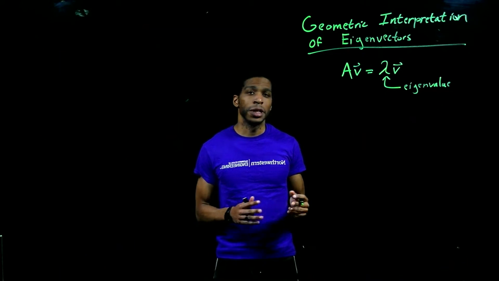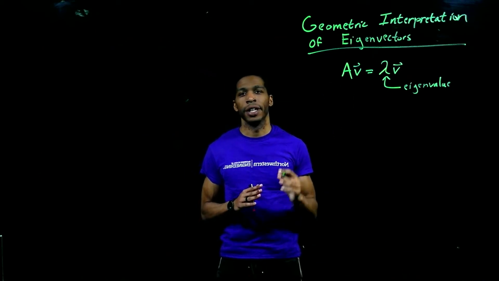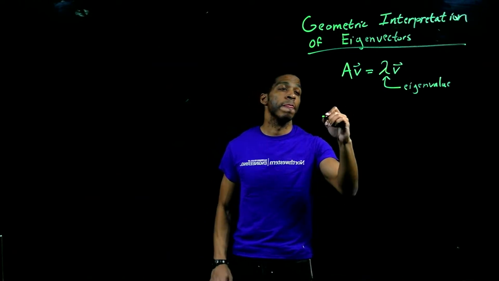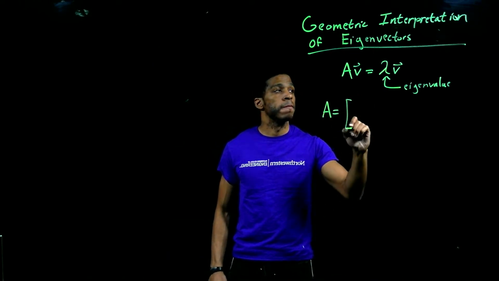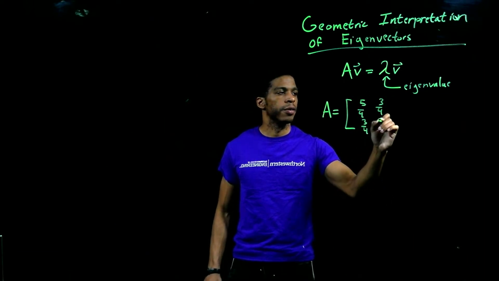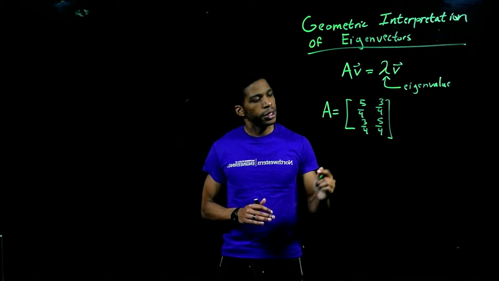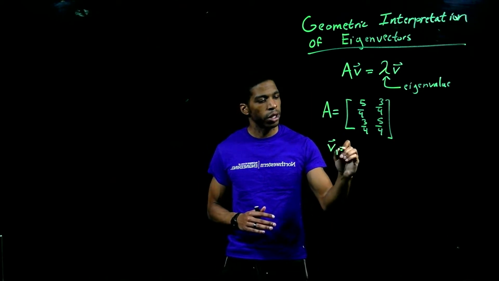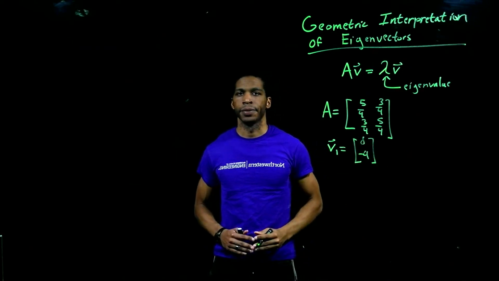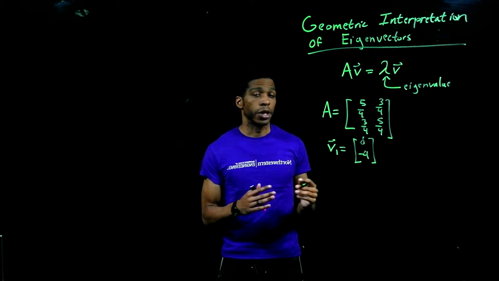But for a geometric sense, we might want to take a step back and see what the matrix A does to a general vector V. So let's consider a matrix A. Let's say 5/4, 3/4, 3/4, 5/4. And let's take a vector V1. And this vector V1 will be 8, -4. Now I'm going to let you compute AV1 on your own time.